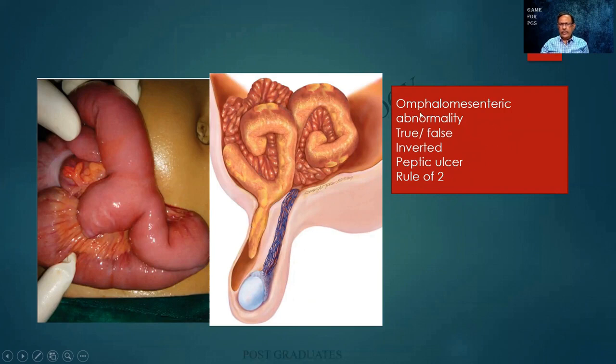So it is supposed to be a vitello-mesenteric abnormality. There are two types of these diverticula. One is called a true diverticulum, another is a false diverticulum. Think about it. And rarely there is something called an inverted diverticulum. Instead of going out of the lumen, it can project into the lumen as a polyp. Only thing, it will be hollow inside. Prone for peptic ulcer, and a rule of 2 we will have to remember. You must have read it in your surgery.